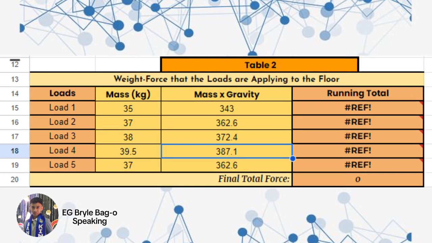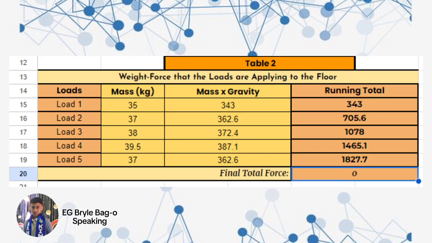Lastly, the column for running total was a bit different. The reason for this is the value we would get in our final running total is the value we would use for our table 3. For understanding, the second cell of that column, the second running total, was the sum of the first running total value and the next value of mass times gravity, located in the second column, its value being 362.6. The first cell was just the value of mass times gravity.